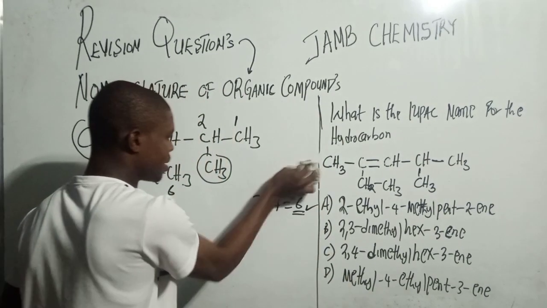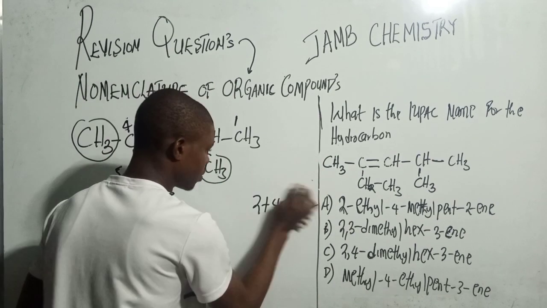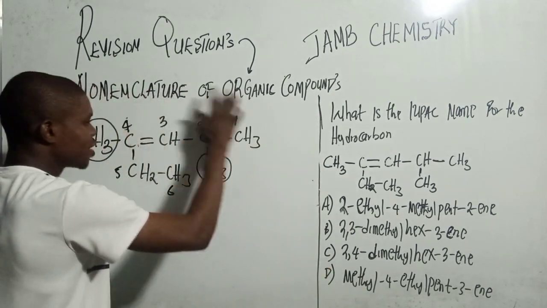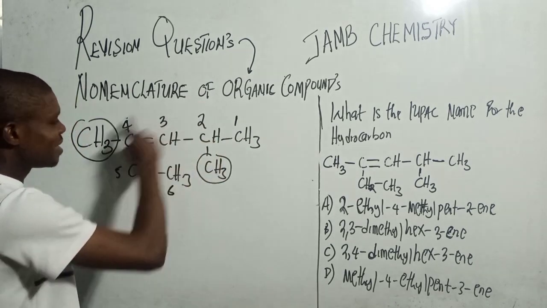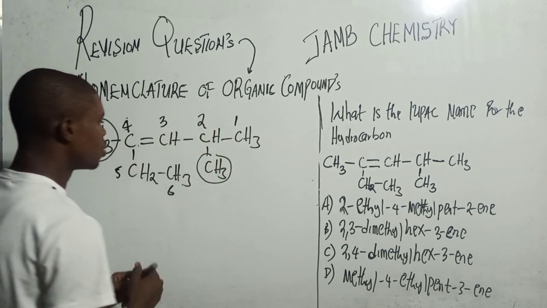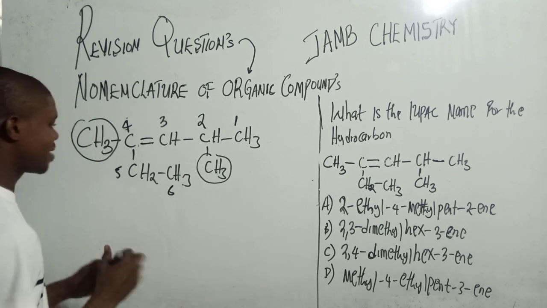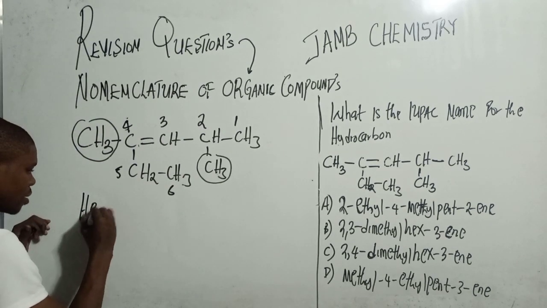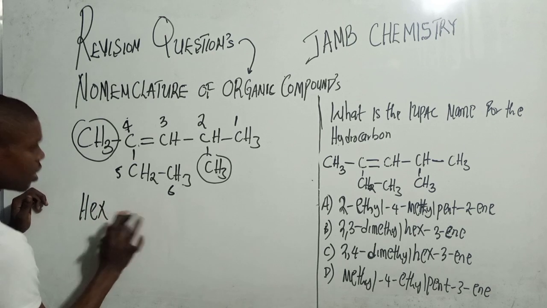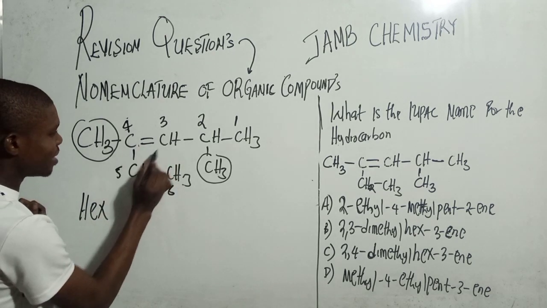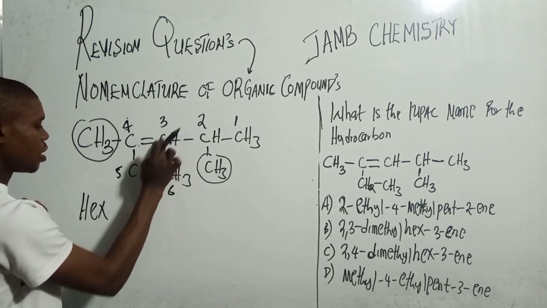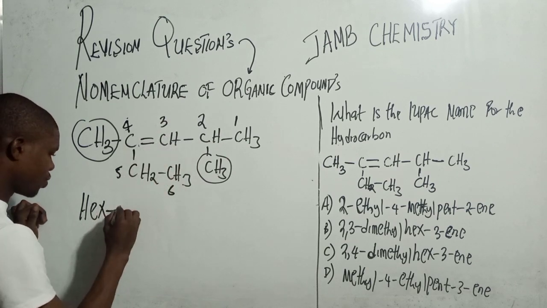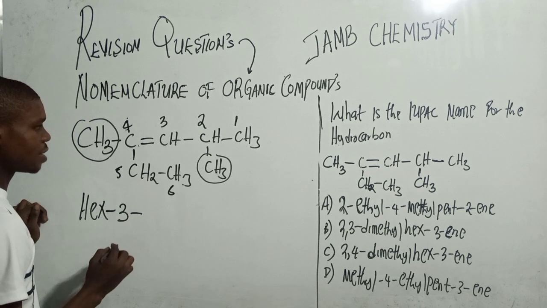So I can write it out here. It means that this was my right numbering. Do you get it? Therefore, let's take the parent's name now. How many carbon atoms does it have? 6. 6 means hex. Now the position of the double bond is carbon 3. When I start from here, the position of the carbon atom is also 3. So it's going to be 3. Can you see that?